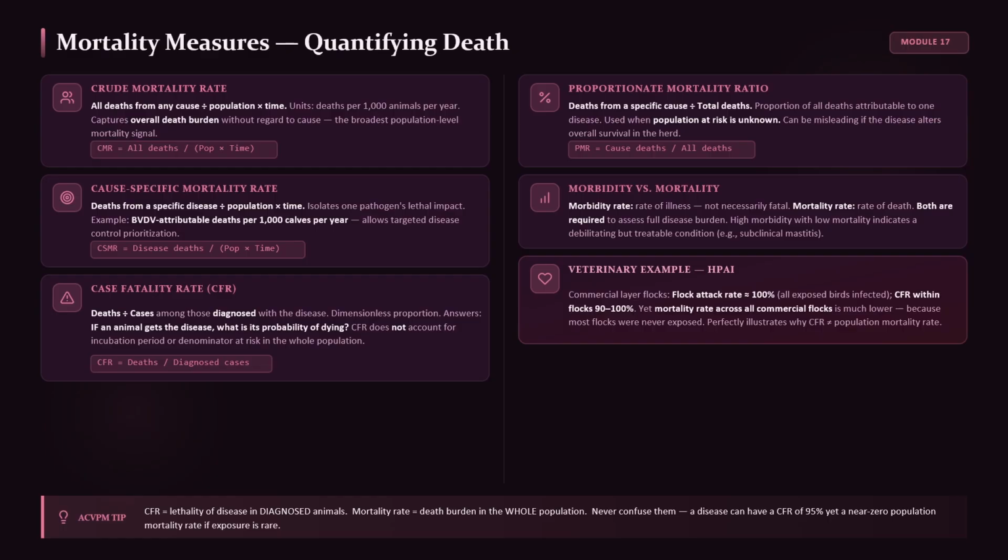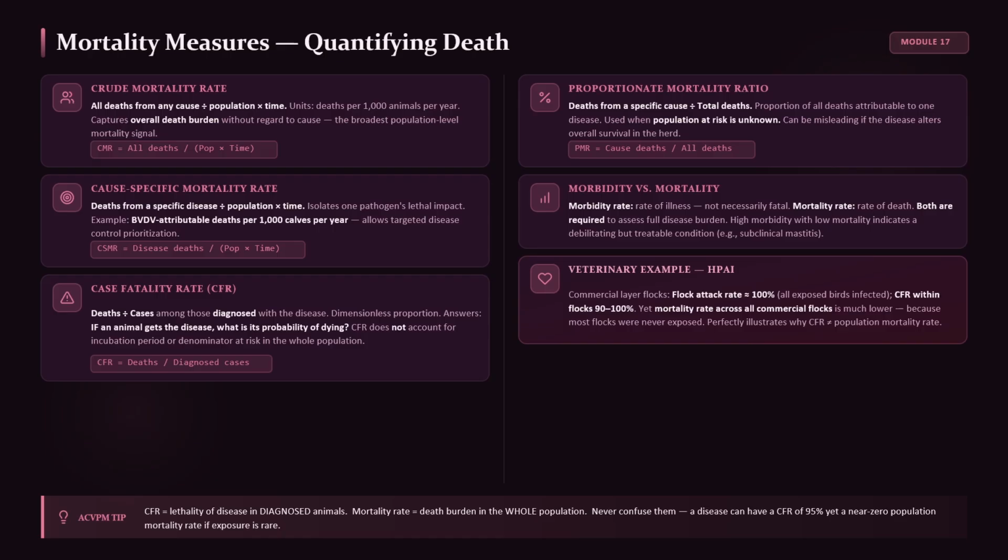This is all deaths from any cause divided by the population over time. Think deaths per 1,000 animals per year. It's your broadest signal. It tells you the overall death burden in a herd or system, but it won't tell you what's actually doing the killing.